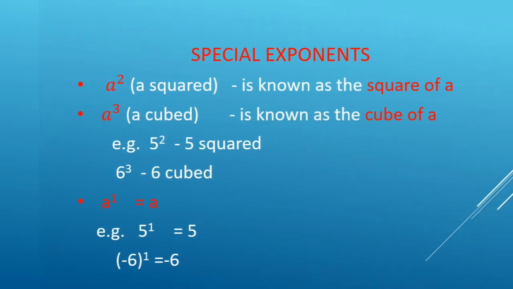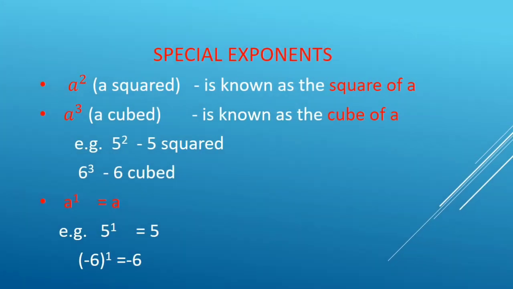We have also studied special exponents. An exponent with power 2 is known as a square. An exponent with power 3 is known as a cube. So a square is the square of a, and a cube is the cube of a.